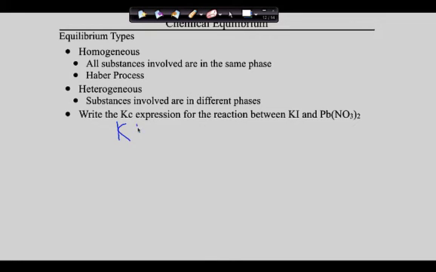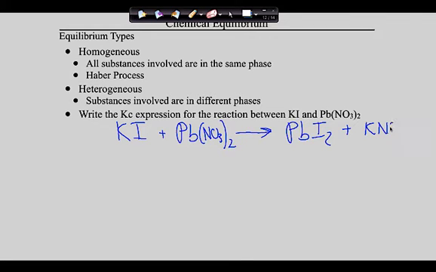So guys, first thing we need is a balanced equation. So we've got KI, we've got Pb(NO3)2, a double displacement reaction. We've got PbI2 and KNO3. And so to balance this, 2 there, 2 there. Am I good?